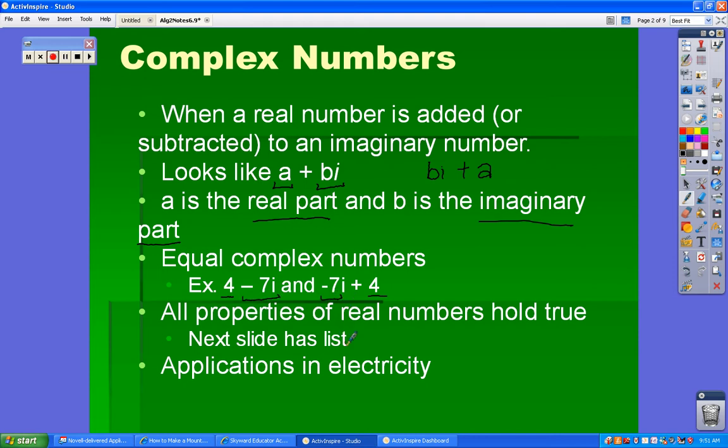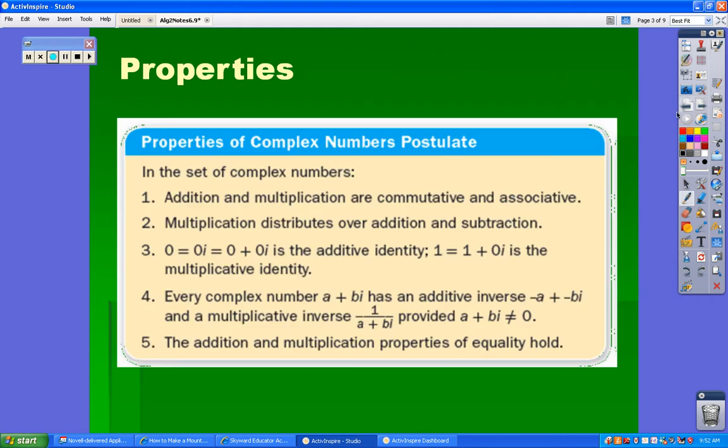All properties of real numbers hold true. Everything that you expect to happen with these will happen. And there are applications in electricity. And I don't understand this at all. So if you want to ask Mr. Witt, he might know. I understand the math behind it, but I don't understand the electricity applications. So, I'm just going to be honest and throw that out there.